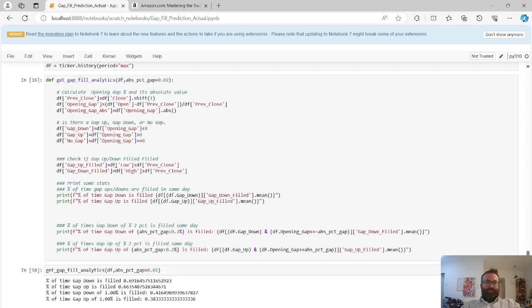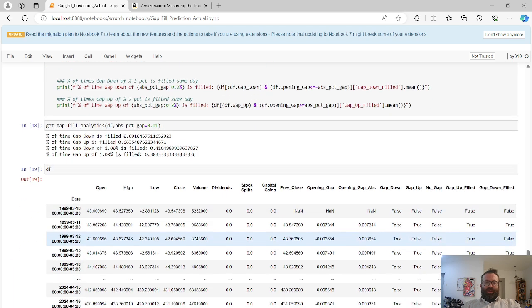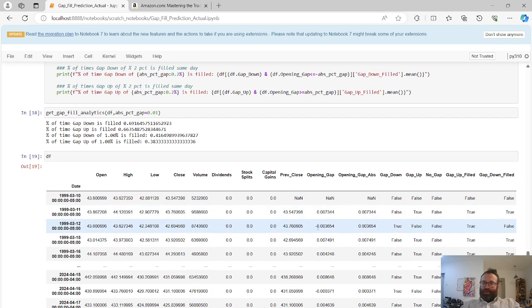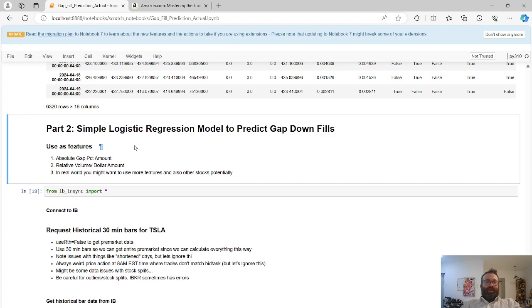Okay. So just one last thing is this get gaps analytics, by the way. It filled extra columns, like it had a column called opening gap abs. That's the absolute value of the opening gap. So if the opening gap was like negative 0.03%, then it would just make it a positive. And then I have, of course, the gap down, gap up, true, false, that sort of thing. Okay. So let's get started.